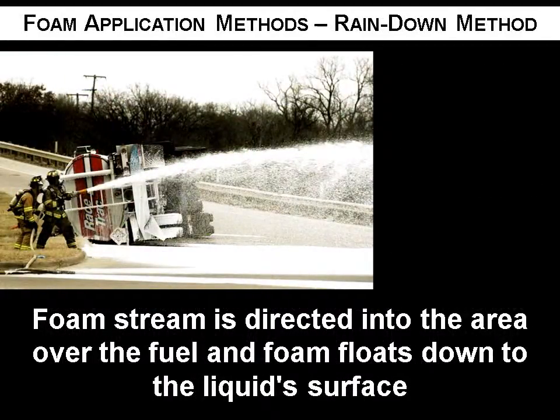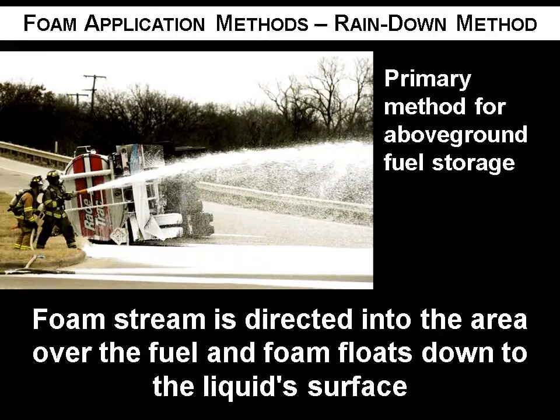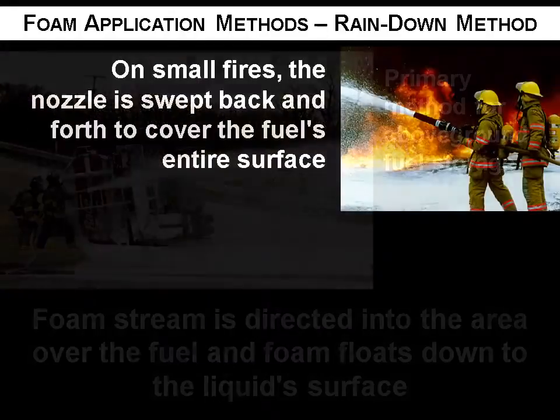Rain down method. The foam stream is directed into an area over the fuel and the foam floats down on the liquid surface. Primary method for above ground fuel storage. On small fires, the nozzle is swept back and forth to cover the fuel's entire surface. On large fires, the stream can be directed at one point to allow the foam to collect there and float out across the fuel surface.